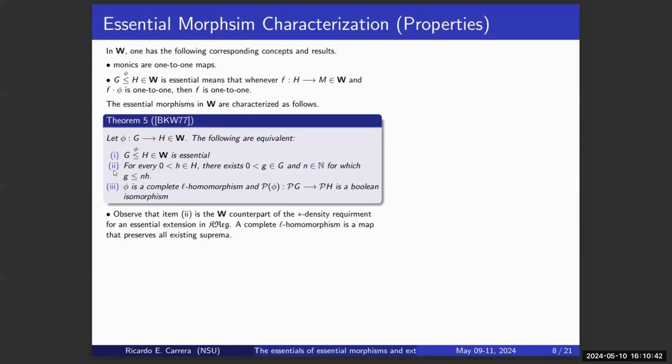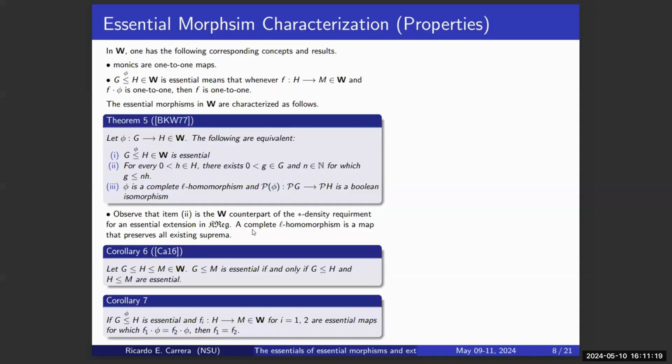So the first thing to notice is if you look at condition 2, right? Condition 2 is really the W counterpart of the star density requirement for an essential extension in kReg. Right, the density part is the fact that it's a 1-to-1 map, okay? But this condition gives you that star density requirement, okay? Also here, a complete L homomorphism, a W homomorphism is complete if it preserves all existing supremum, and I'm not really gonna get into it, but the completeness here is the counterpart of the skeletal feature in the other result.